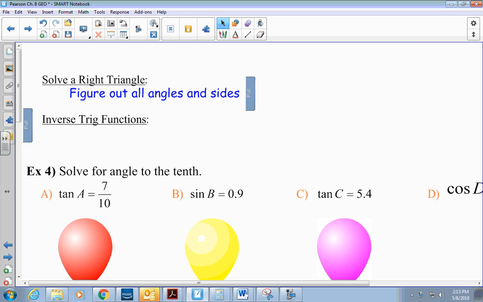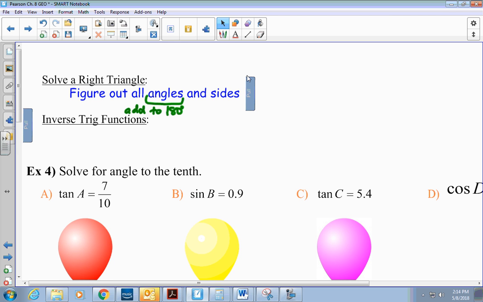So we're solving a right triangle. That means you need to figure out what the angle measures all are and what the sides all are. So underneath angles, let's put add to 180 degrees. We're going to use that property of triangles to help us find all the angles. If they give us 2 angles, we are in good shape. If they give us no angles, we're kind of in trouble. But I'm going to show you what to do if they don't give you any angles.